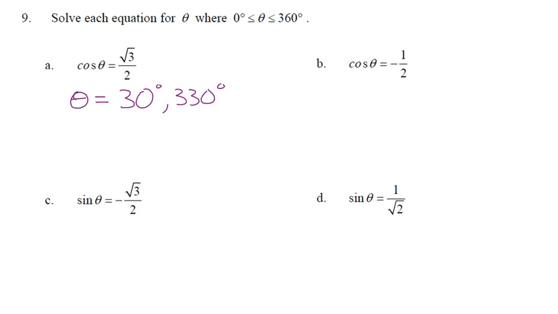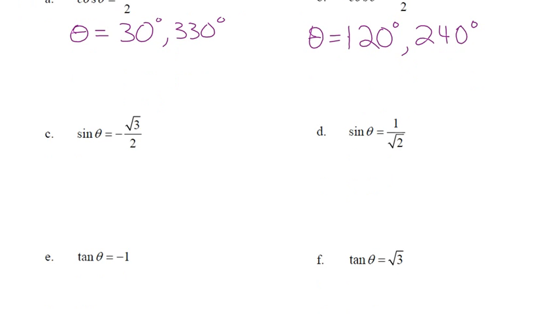Okay. Cos of theta is negative a half. When? Remember, we're between 0 and 360. What's the first one? 120 degrees. What's the second one? 240. Thank you. Somebody was saying 225, and I'm like, really?